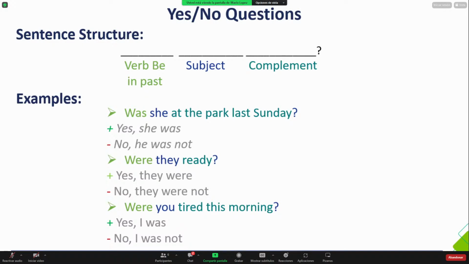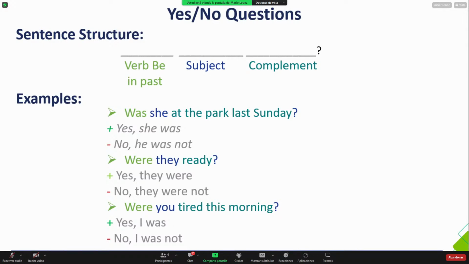For example, was she at the park last Sunday? ¿Estaba ella en el parque el domingo pasado? If the answer is positive, we answer, yes, she was. If the answer is negative, we answer, no, she was not. Entonces, si la respuesta es afirmativa, nosotros usamos, yes, she was. Y si la respuesta es negativa, usamos, no, she was not.